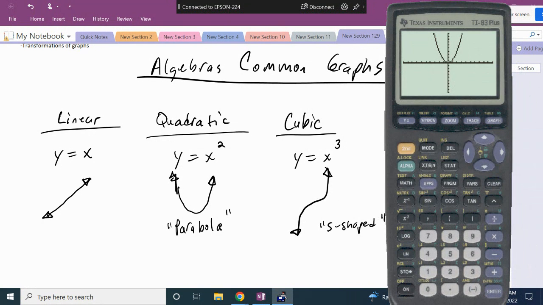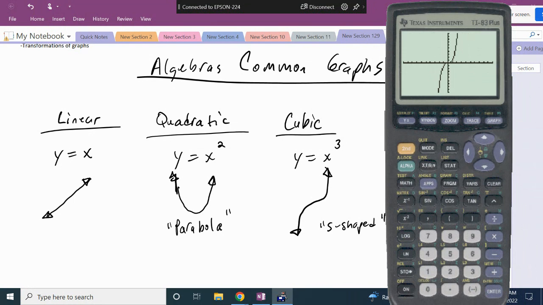I'm going to graph that in the graphing calculator as well. I don't actually have a quick cube power, so I'm going to just use the caret. That caret is the exponent raised to the third power, and if we graph, notice we have an S-shaped graph.